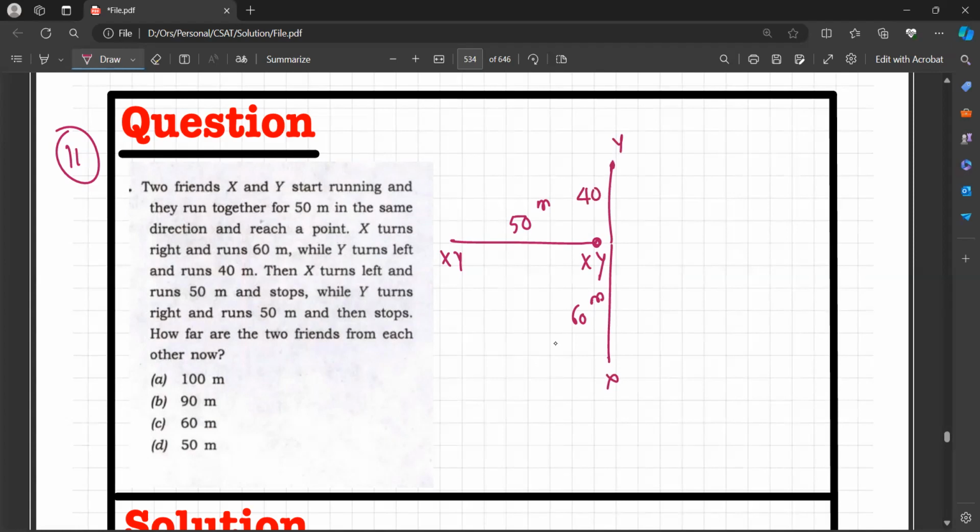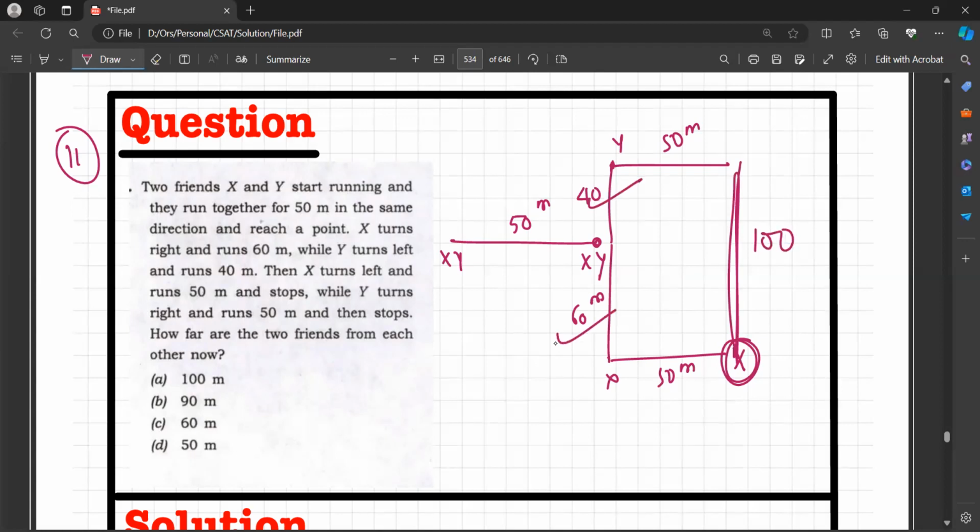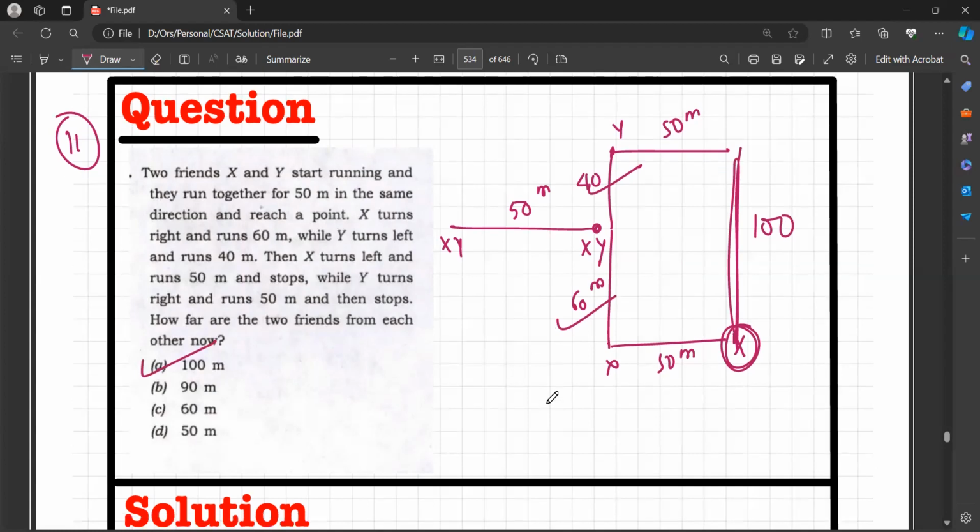Then X turns left and runs 50 meters and stops. So this will be the position of X. And Y turns right and runs 50 meters and stops. How far are the two friends from each other now? So their distance will be 100. Why? Because this is 60, this is 40, 60 plus 40, answer will be 100. Clear? Let us proceed to the next problem, that is question number 12.